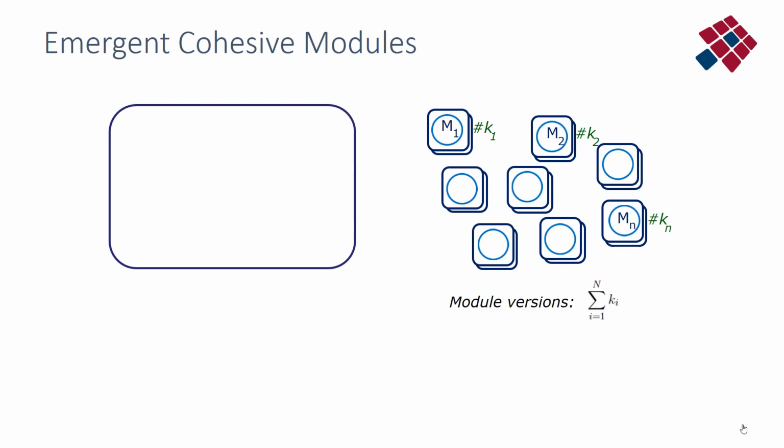So the total number of module versions is now the sum of all these number of versions or variants. But for the system variant, we can have the product of all these versions of variants.